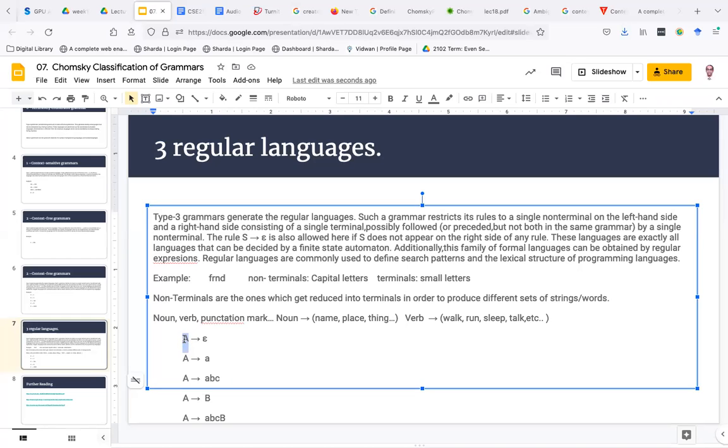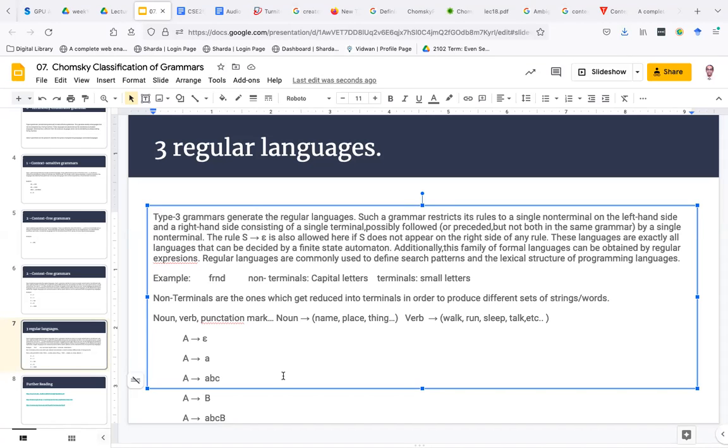So in this example, just look at this example. I'm just giving an example. Okay, look. So you have A starting with epsilon. Epsilon means there is nothing right now. Okay, or A can be small a, or A can be ABC, or A can be B, or A can be ABCB. So now look, simple thing, we have to substitute the non-terminals by the terminals in order to generate different strings.